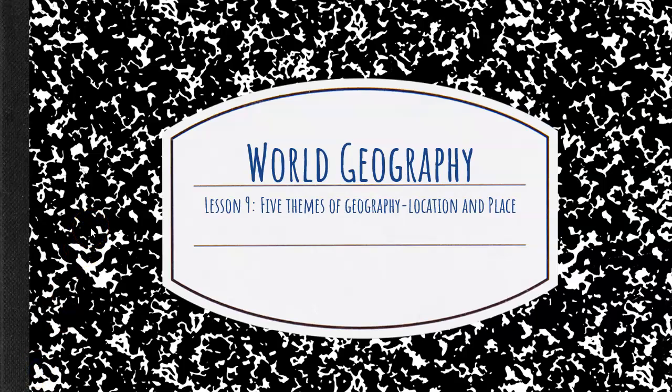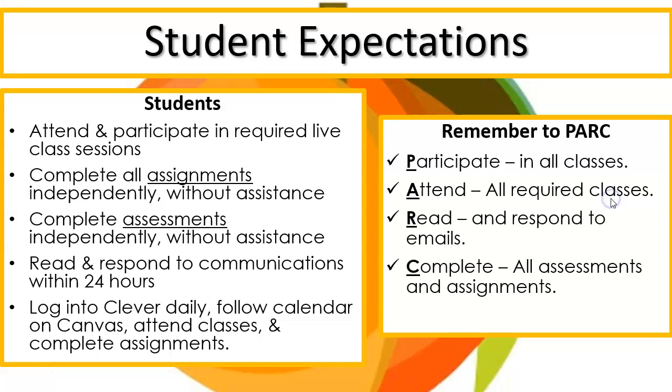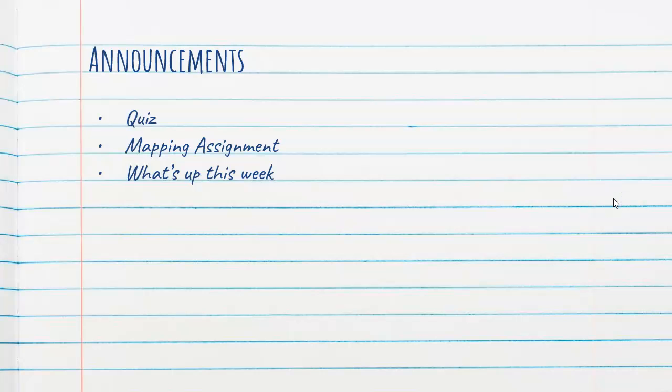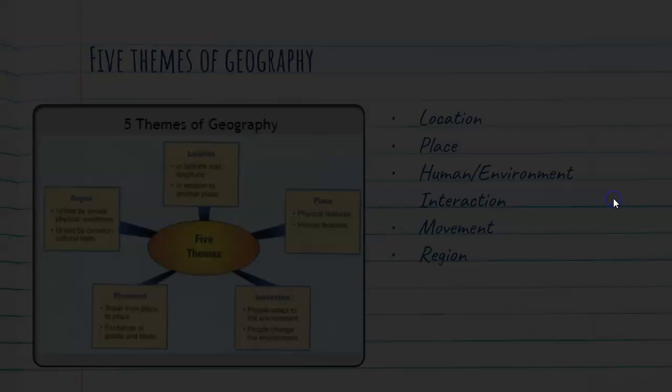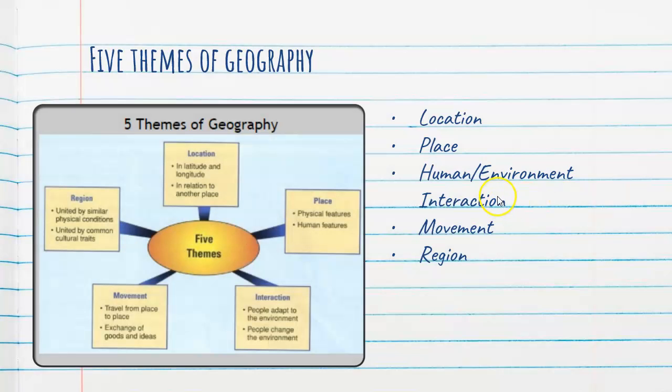All right, this video is reviewing our 5 themes of geography. We're going to start with location and place. So our 5 themes of geography: location, place, human environment interaction, movement, and region. Today we're going to look at location and place.